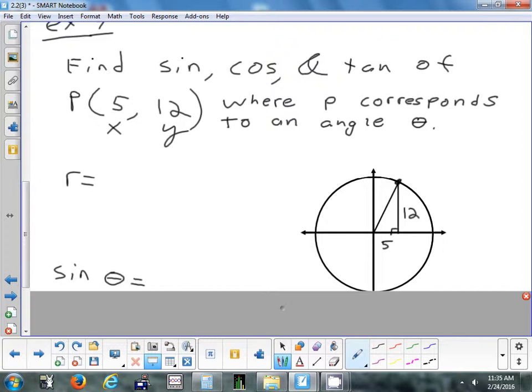If I can find the hypotenuse, then I know the radius of the circle, and then I just fill into my formula. How can I get the hypotenuse of this triangle? Yeah, use the Pythagorean theorem. So 5 squared plus 12 squared equals, just call it r squared. 5 squared is 25, 12 squared, 144. What's 25 plus 144? 169. And I picked 5 and 12, so we would get a nice answer. What's the square root of 169? 13.